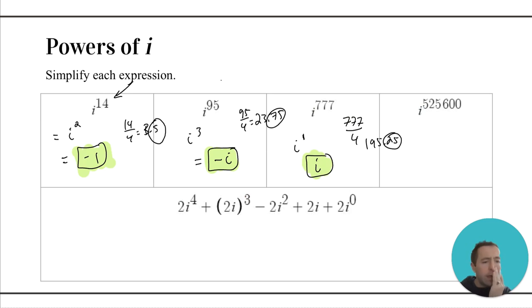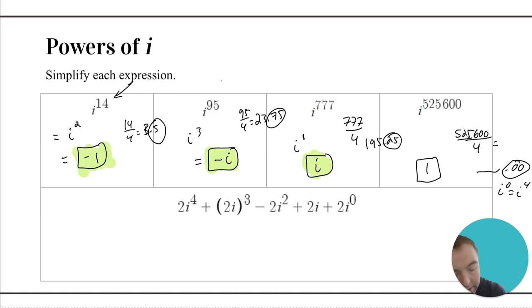And then the last one right there is i to the 525,600. If you take 525,600 and you divide it by 4, I don't know, it's going to have some answer, but whatever answer it is, it's going to be whole because it just ends in 0.00. So it's just a whole number. So because it did, that's the same thing as either i to the 0, because it'd be 0/4, or i to the 4th, because it'd be like 4/4. Regardless, it's just going to equal 1. It divides evenly, because that's what i to the 4th is, or what i to the 0 is ultimately. Okay.